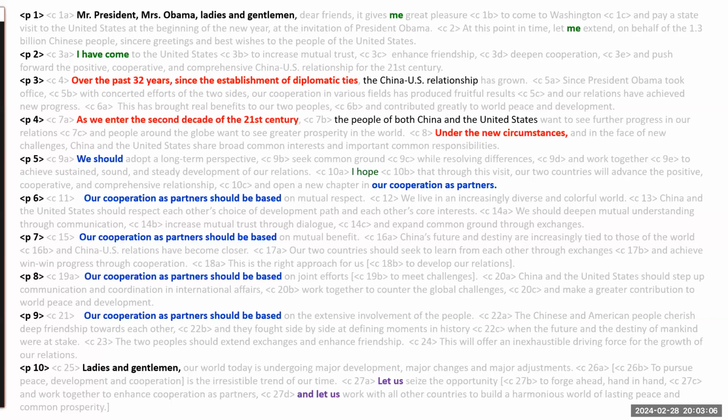What do you notice about 3? How does it begin? "Over the past 32 years since the establishment of diplomatic ties," it is giving you the circumstance, the time, right? And what follows, "as we enter the 2nd decade of the 21st century"? What's he telling you? This is in sequence.